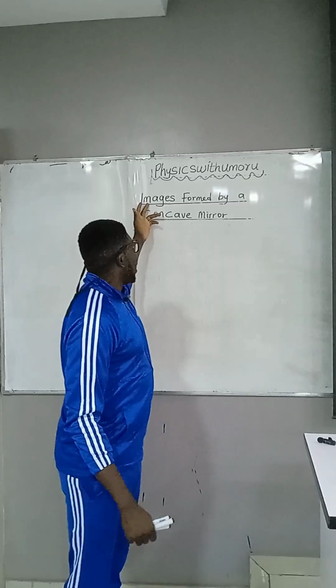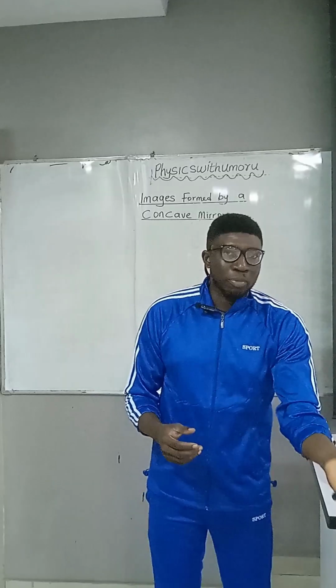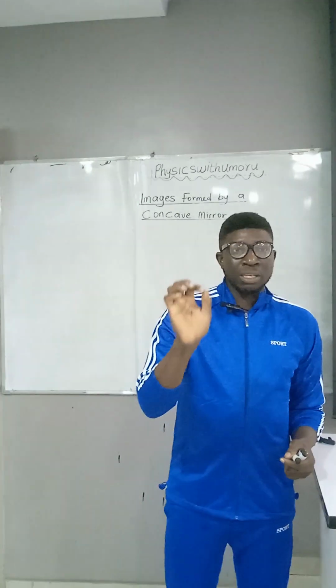Still on the topic, the images formed by a concave mirror. We are going to be looking at using ray diagrams to represent the images formed by a concave mirror. Like I told you, the type of image formed by a concave mirror depends on the distance of the object from the mirror. So we can't say that these are the properties of images formed by the concave mirror, but we'll be listing them out. We need to consider the distance from the mirror.